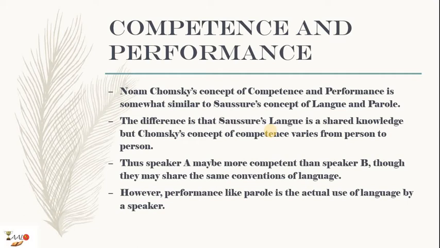The difference is that Saussure's langue is shared knowledge, whereas Chomsky's concept of competence varies from person to person. Thus, a speaker A may be more competent than speaker B, though they may share the same conventions of language. So, in competence too, Chomsky is roughly speaking about the speaker's knowledge of the language. Whereas Saussure's langue was a shared knowledge which is common to all speakers of a language, Chomsky's concept of competence varies from person to person.